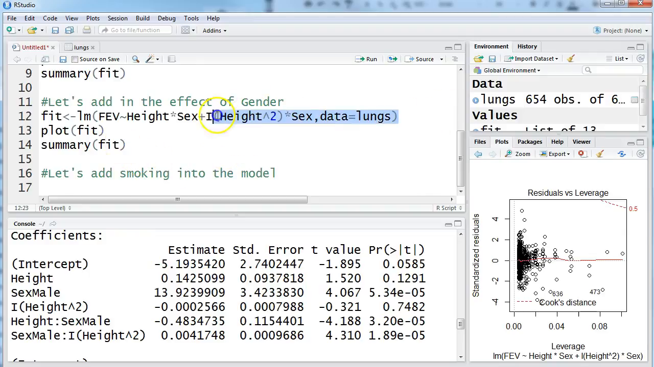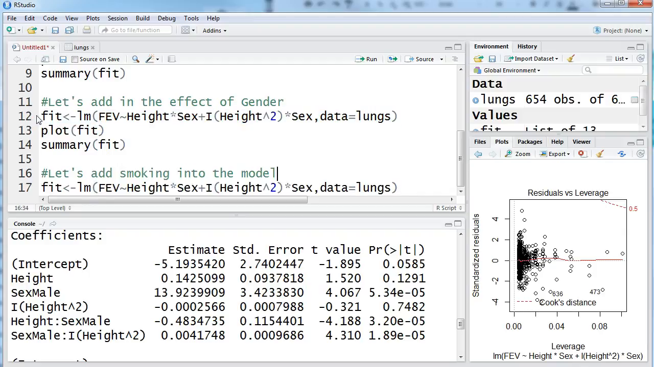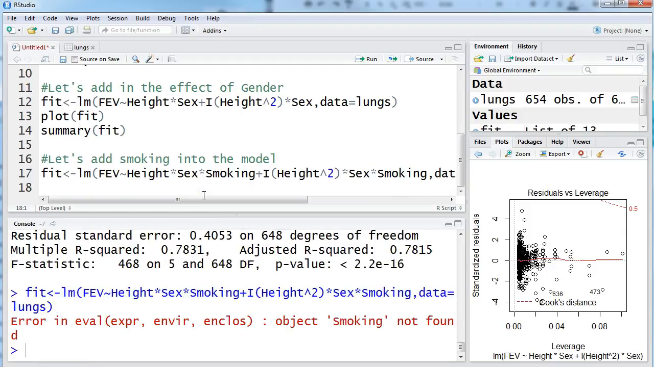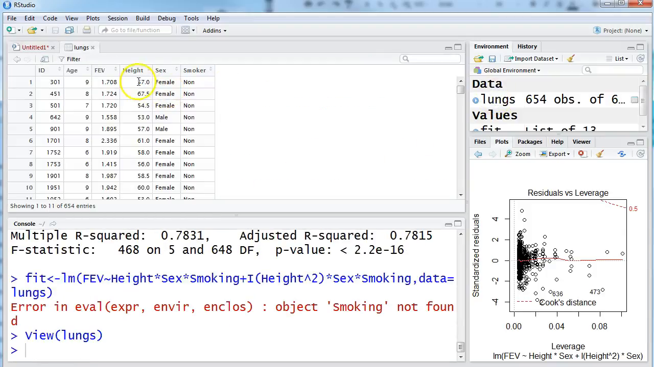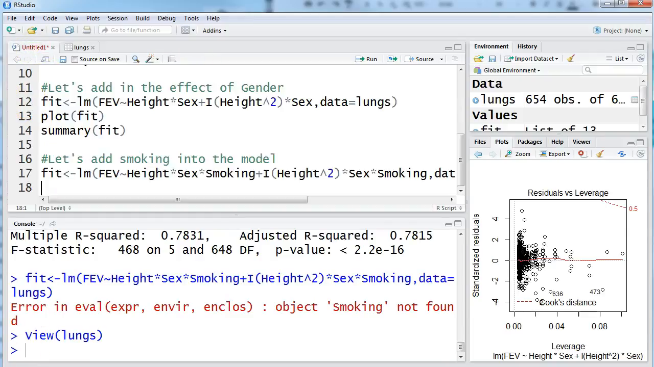How do we add in another categorical variable? So I'm going to steal this. Well, if we want to have an effect of smoking on height and smoking across the different genders on height, I can do smoking right here, and I think I spelled it right. I think it's capitalized smoking. All right, what happens here? We get an error because smoking is not found. Really, what's it called? Smoker.